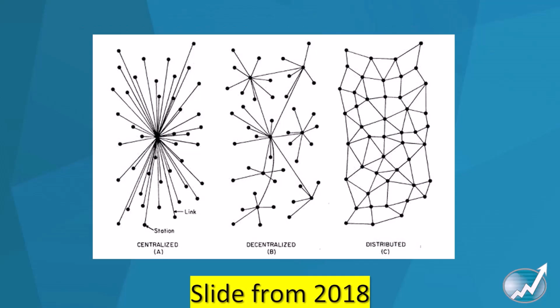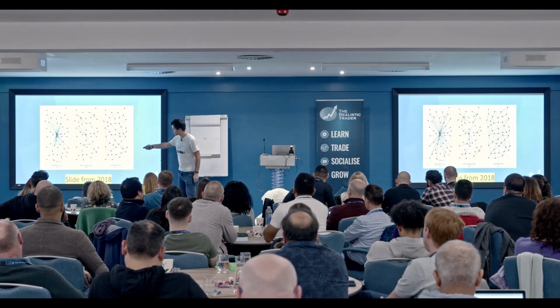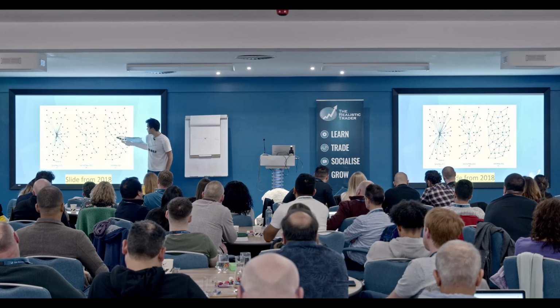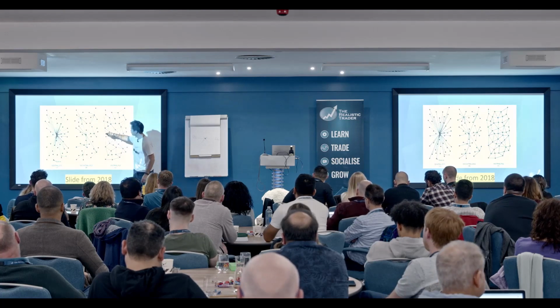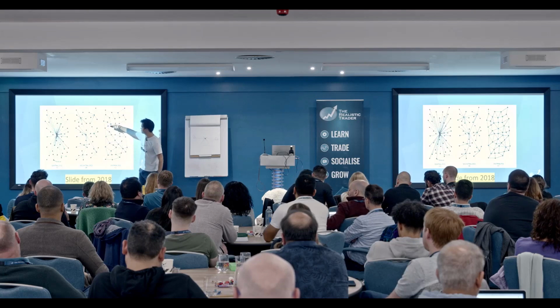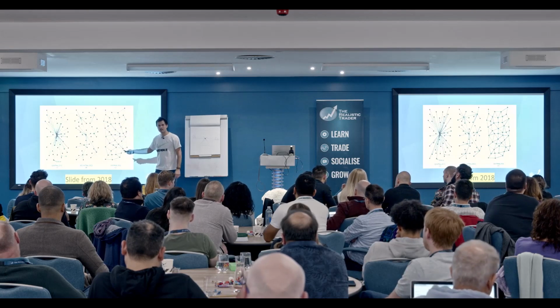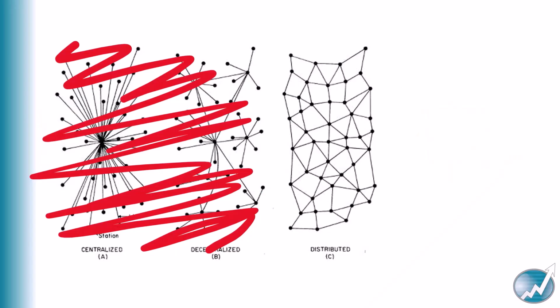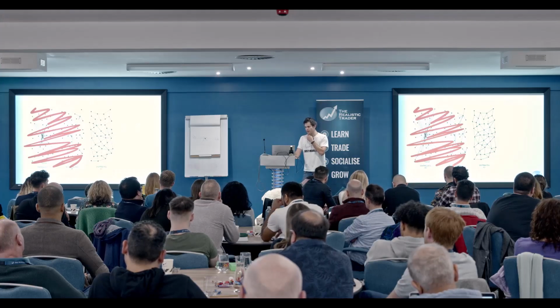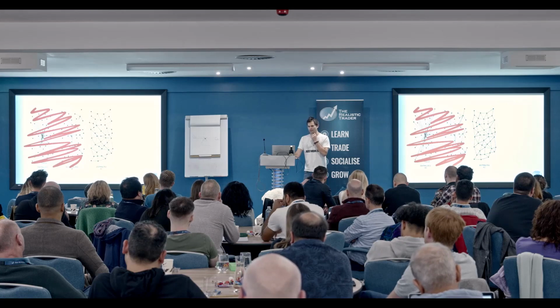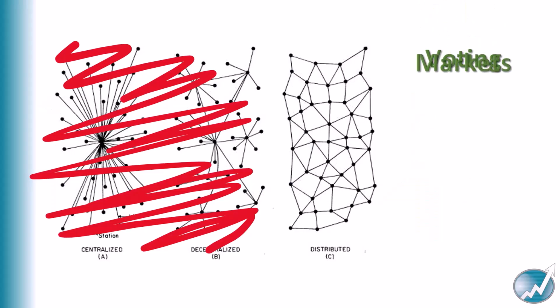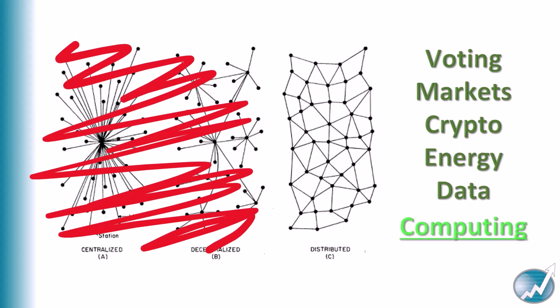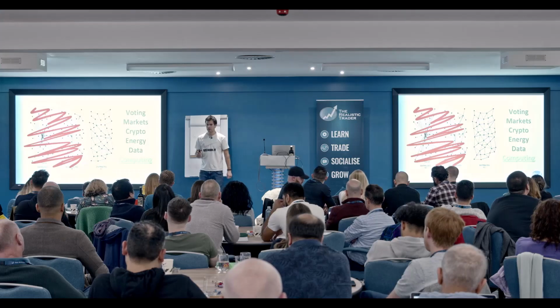So again, this is from 2018. I said, this is what a centralized network looks like. That's what a decentralized network looks like. And by the way, that's what I think the energy grid will look like. This could be Norwich and the surrounding villages and whatever. But decentralized and distributed, that's the answer for most things. So when we talk about a distributed grid, all sorts of magic can happen, and that magic could be voting, markets, crypto, energy, data, and more importantly, computing.